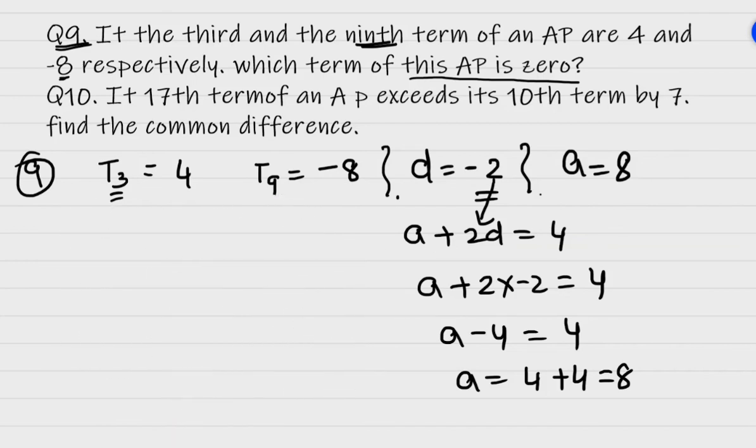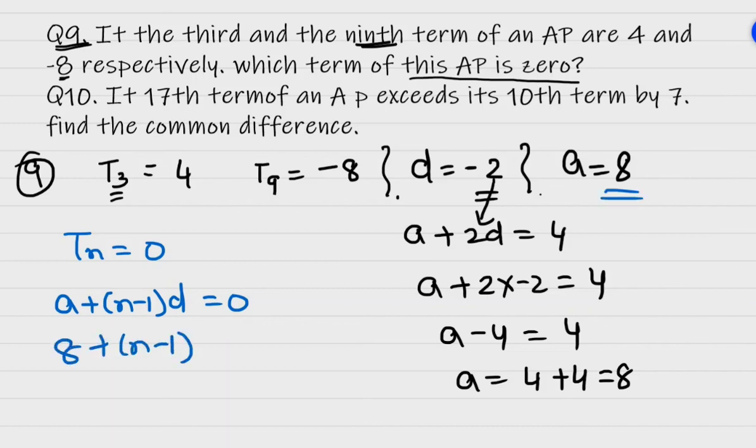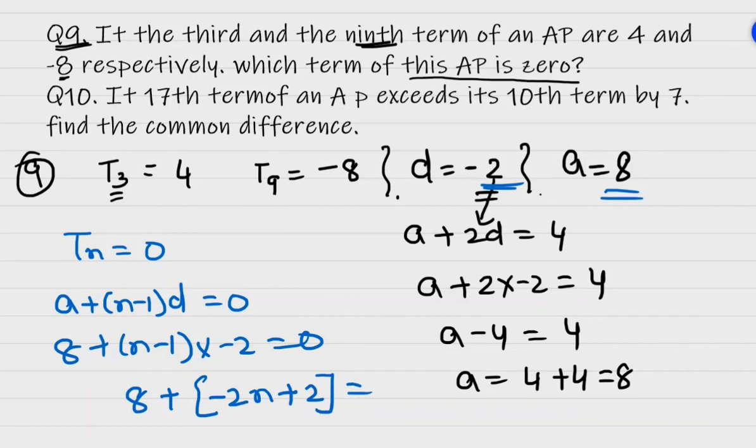Now see, let us say that the nth term is 0. Okay. Now that means Tn is equal to 0. Tn means a plus (n minus 1) into d is equal to 0. Now what is your a? Your a is nothing but 8 plus (n minus 1), and what is your d? d is equal to minus 2, into minus 2 is equal to 0. Now see, 8 plus, this will become minus 2n plus 2 equal to 0.